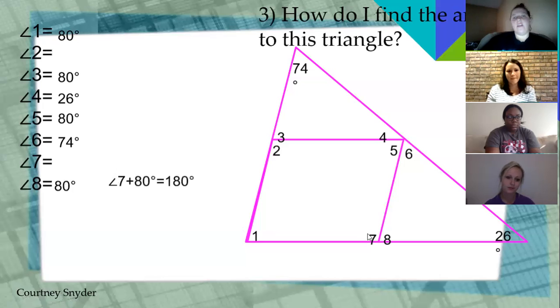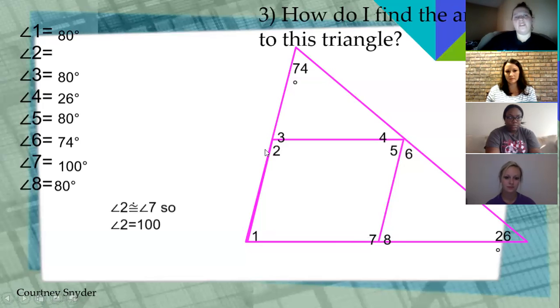Now, angle 7, we know that angles on a straight line add up to 180 degrees. So angle 8 and 7 will add together to get 180. And since we know that angle 8 is already 80 degrees, we'll subtract that from 180, and angle 7 will be 100 degrees. Now we're going to do the same with angle 2. Angle 2 is also congruent to angle 7, so that will make 100, but we can also subtract angle 3 from 180 to get 100 degrees as well.